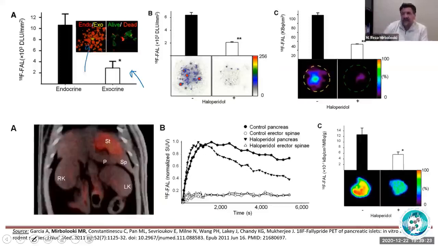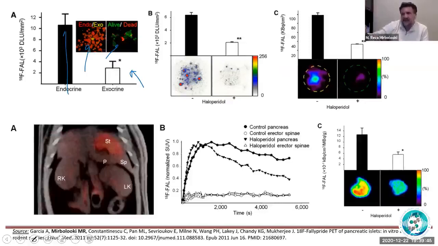We separate the endocrine from the exocrine. We also stain them to see if they're alive or dead in the culture media. And then we expose them to fallypride, and we measure the fallypride uptake. And this is the quantification of it: endocrine uptake was much higher than exocrine uptake.